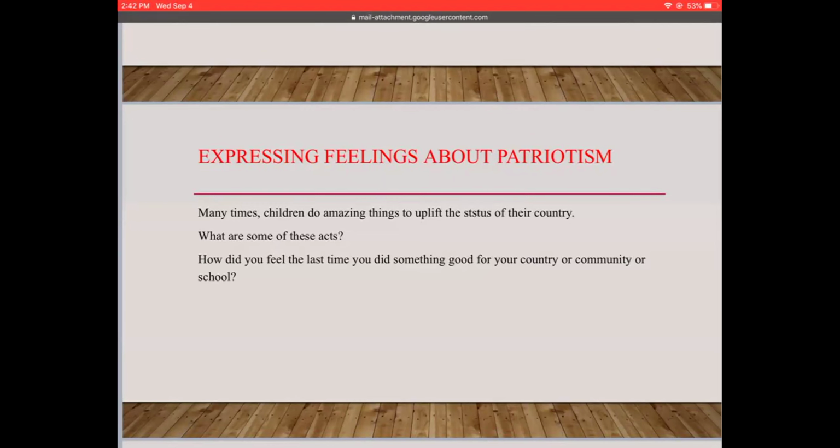Then for blood donation, I've never done it, and I even fear. That's also a feeling about that. Fear.